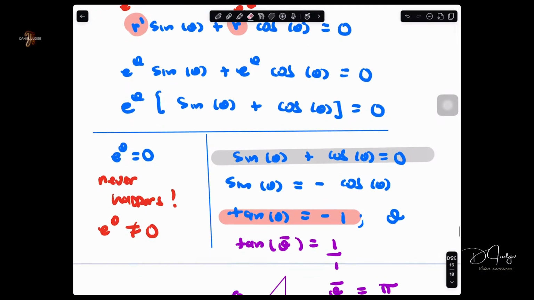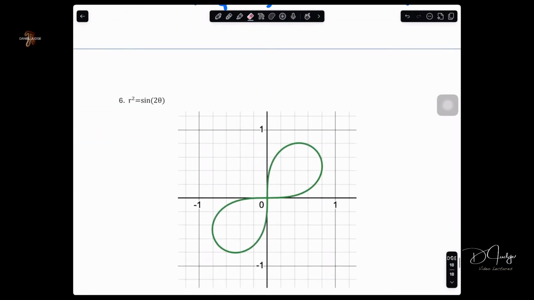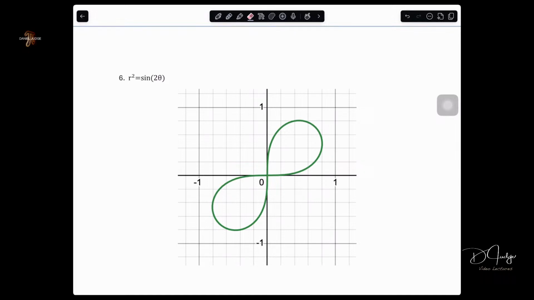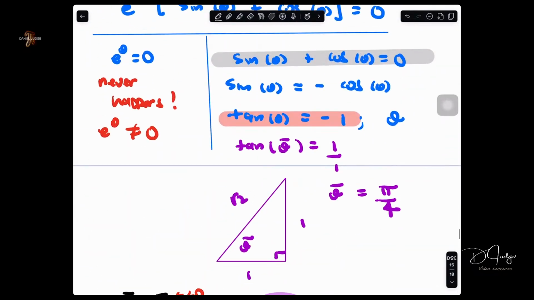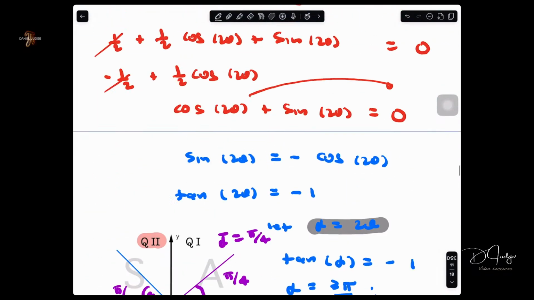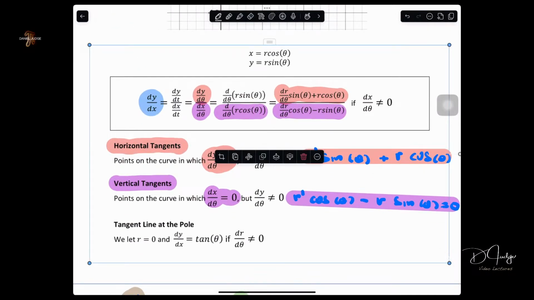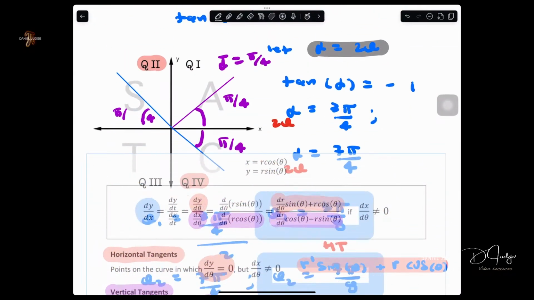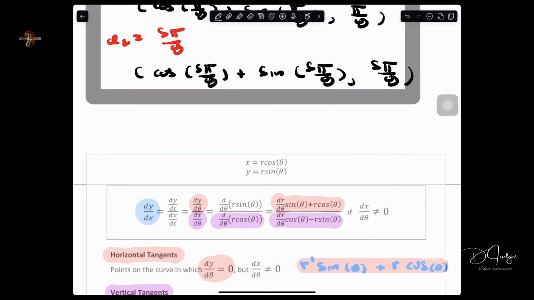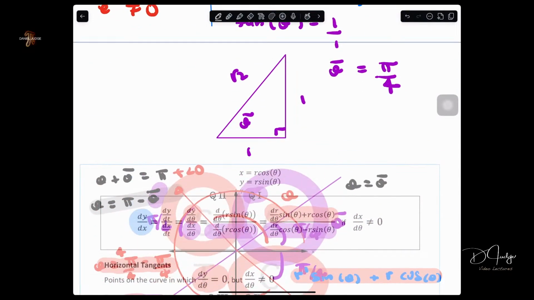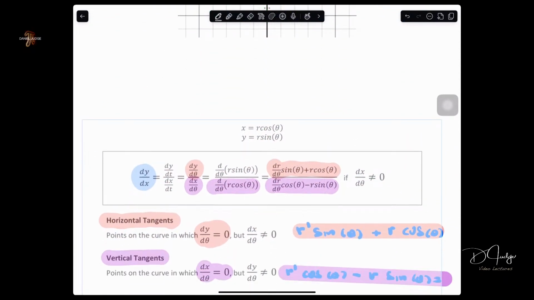Scrolling down now all the way to number 8 here. R squared equals sine double theta. They also want points, locations where you have the horizontal tangent and vertical tangents. So again, if I go back, let me try to copy this. See if I can do this kind of cleanly. Duplicate that. Okay. There we go.